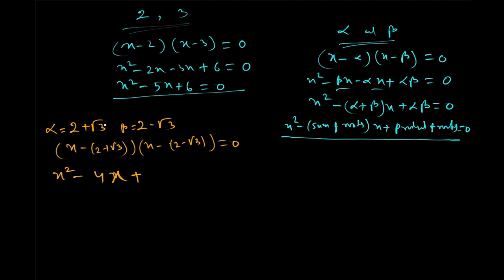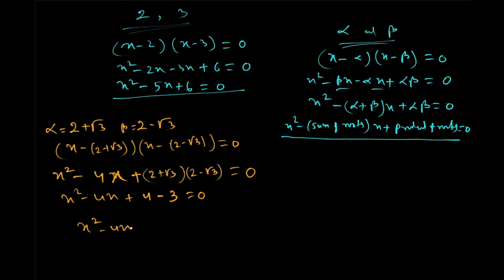Now if we multiply 2 plus root 3 and 2 minus root 3, what will we get? That is a plus b into a minus b, that is a square minus b square. So you get x square minus 4x plus, this is 2 square, that is 4, minus root 3 square, that is 3, that is equal to 0. So you get the equation as x square minus 4x plus 1 is equal to 0.